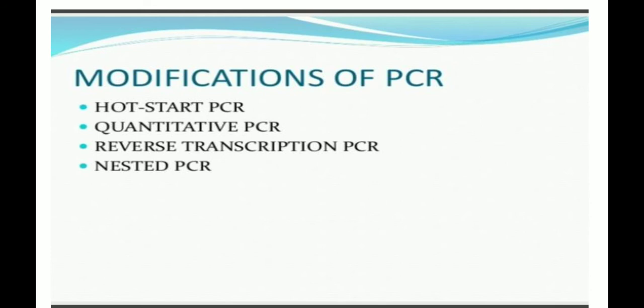Now we'll see the modifications of PCR. There are four different modifications. The first one is hot start PCR. We'll see one by one. The second one is quantitative PCR. Then reverse transcription PCR, which nowadays is very important. Then nested PCR. Okay, now I'll see one by one.